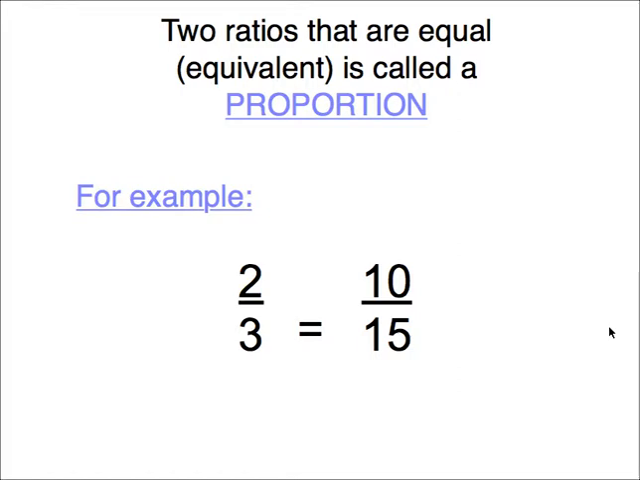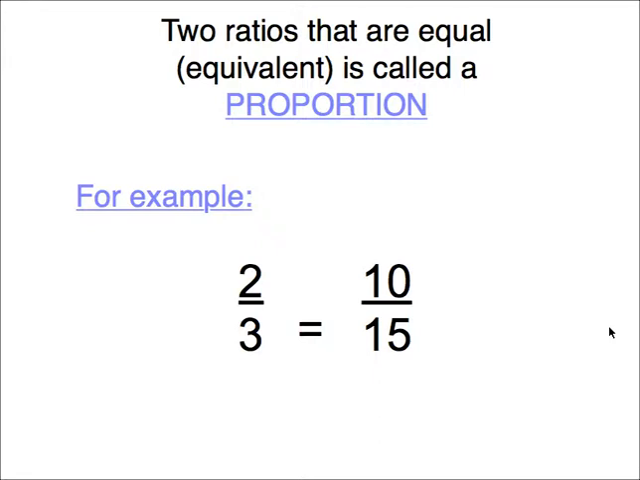Okay, so we talked about ratios and unit rates. Well, when we compare two ratios to one another, or we set them equal to one another, we call it a proportion. And I know that you're used to working with proportions, and I'm pretty sure you know how to solve this already, or how to look at this. But these two things are called equivalent.